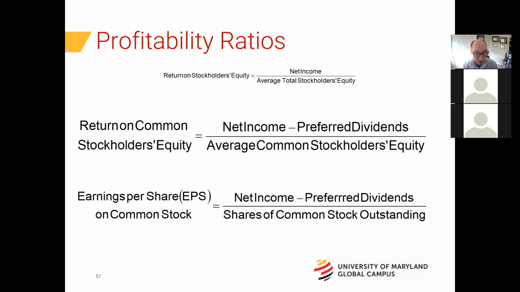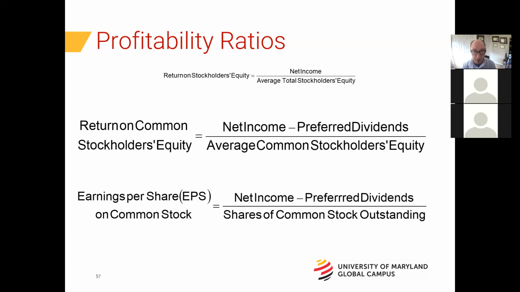So a couple more ratios to understand when it comes to profitability, and we're almost done, by the way. The return on stockholders' equity. We take net income, found on the bottom of the income statement, divided by the average stockholders' equity. Average stockholders' equity, like the average of anything that we find in accounting, is the beginning balance plus the ending balance divided by 2. So net income divided by beginning stockholders' equity plus ending stockholders' equity divided by 2 gives us the return on stockholders' equity.